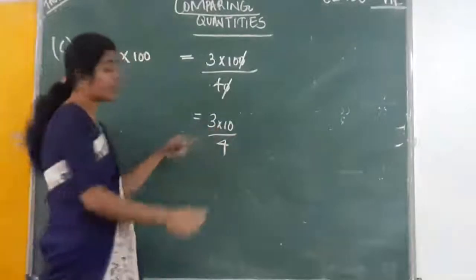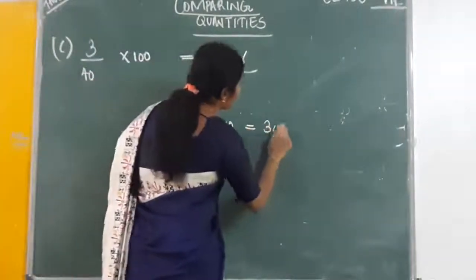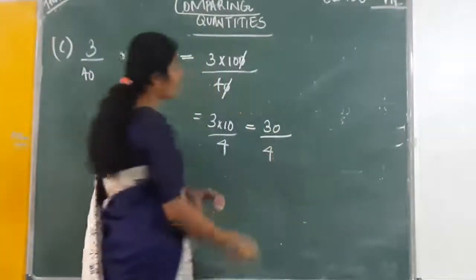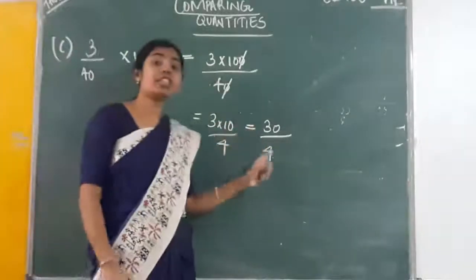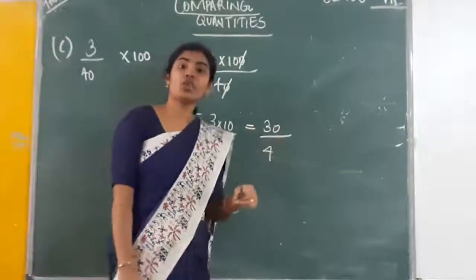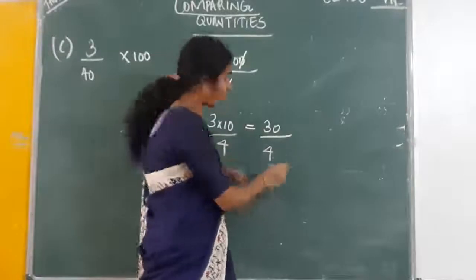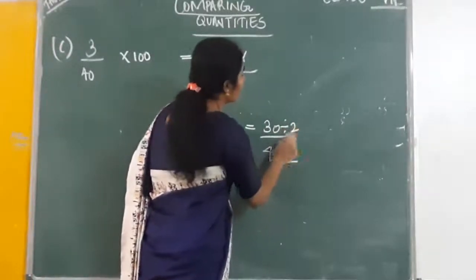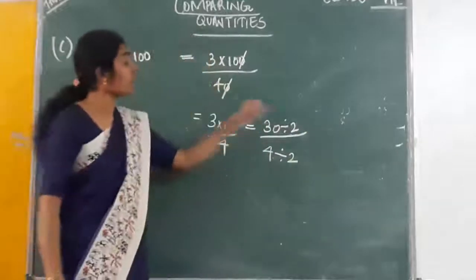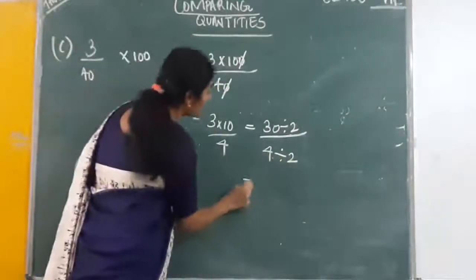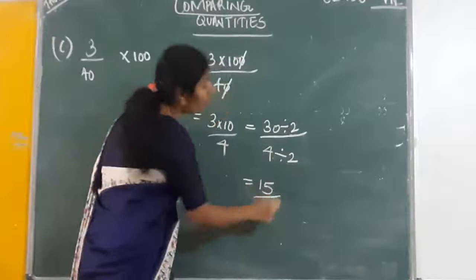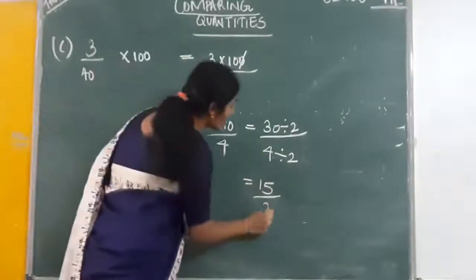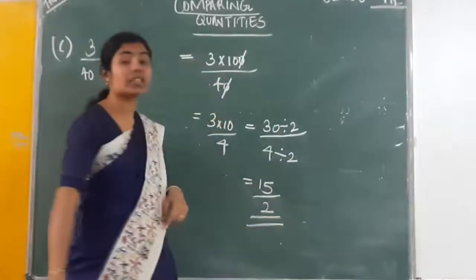What is 3 tens? 30. 30 divided by 4. Now 30 and 4 both are in which table? 2 table. So you can do the cancellation. 30 when you are dividing by 2, what will you get? 15. 4 when you are dividing by 2, what will you get? 2.